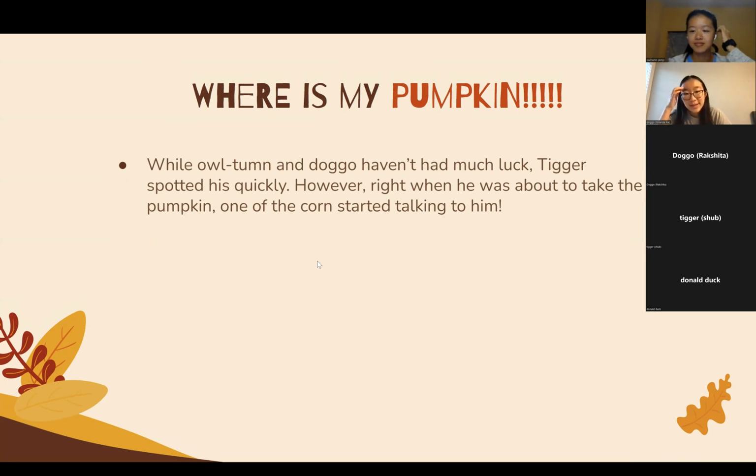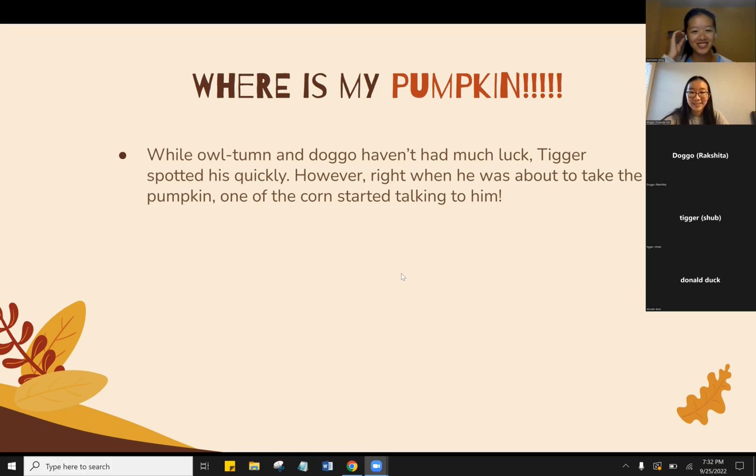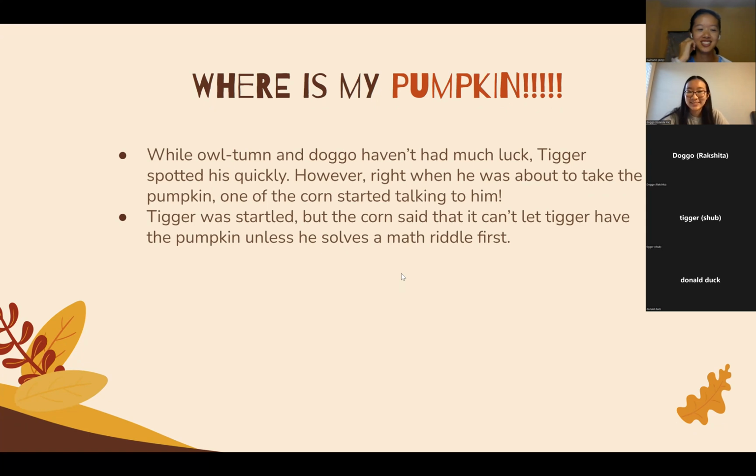Okay, so he actually spots his pumpkin really quickly, but when he's about to pick up the pumpkin and go, one of the corn starts talking to Tigger. And Tigger's like, what on earth? How is corn talking? But the corn says that Tigger can't have the pumpkin unless he solves a math riddle first. But the corn can't move, so Tigger could have just taken the pumpkin, but he doesn't have enough logic for that.